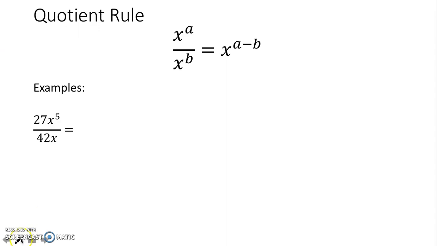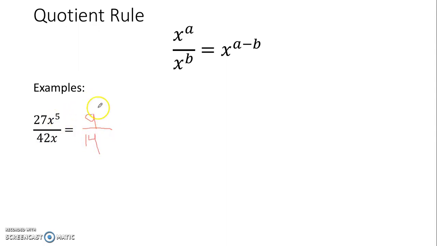42x. So the first thing that I like to do in these is to simplify the constants. So we have 27 over 42. I notice I can divide 27 by 3 and 42 by 3. So 27 divided by 3 is 9. 42 divided by 3 is 14.